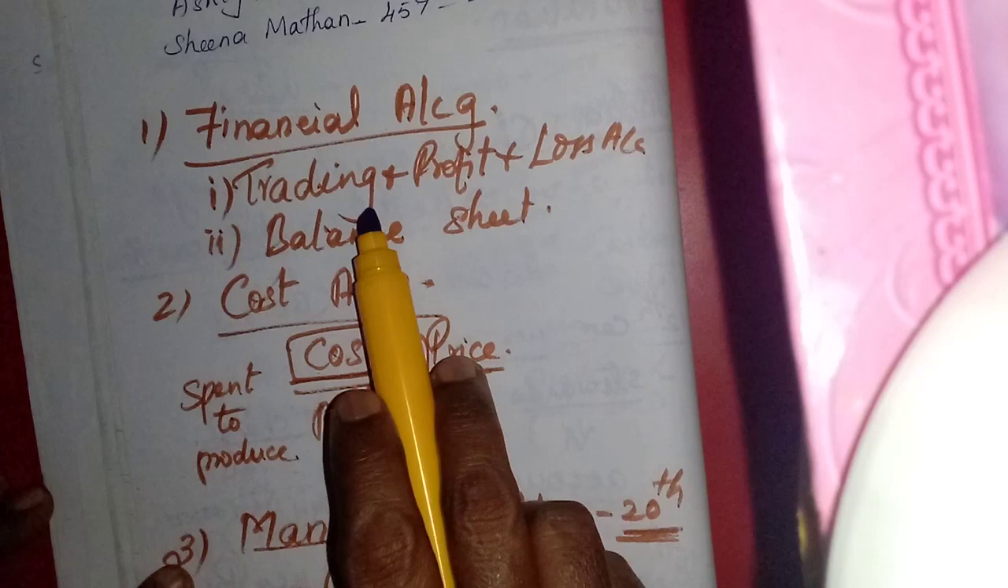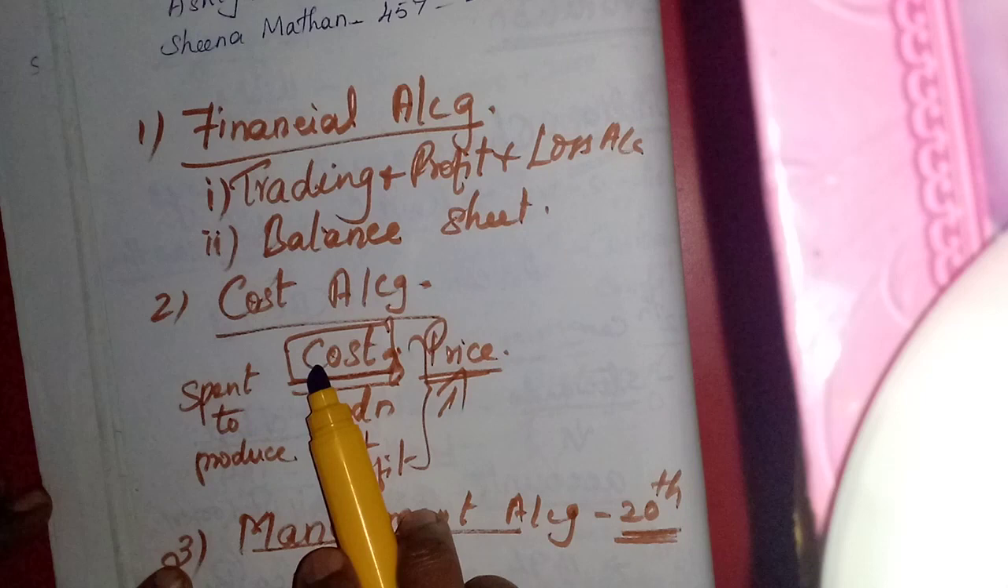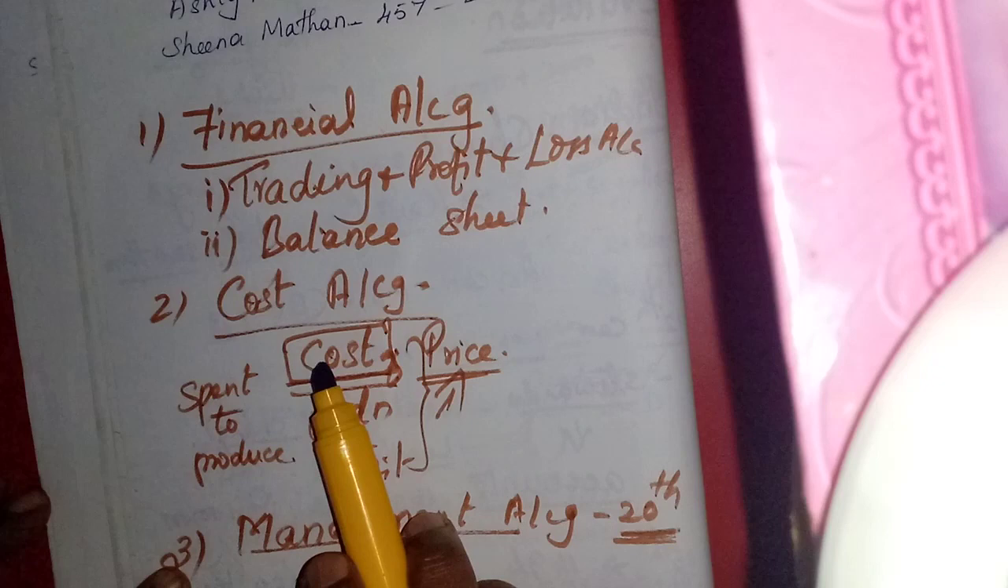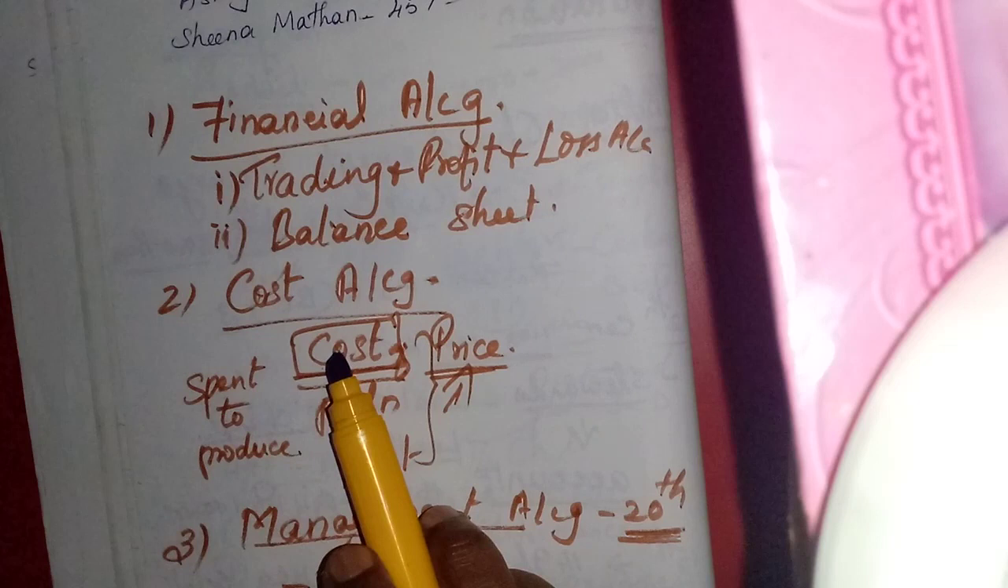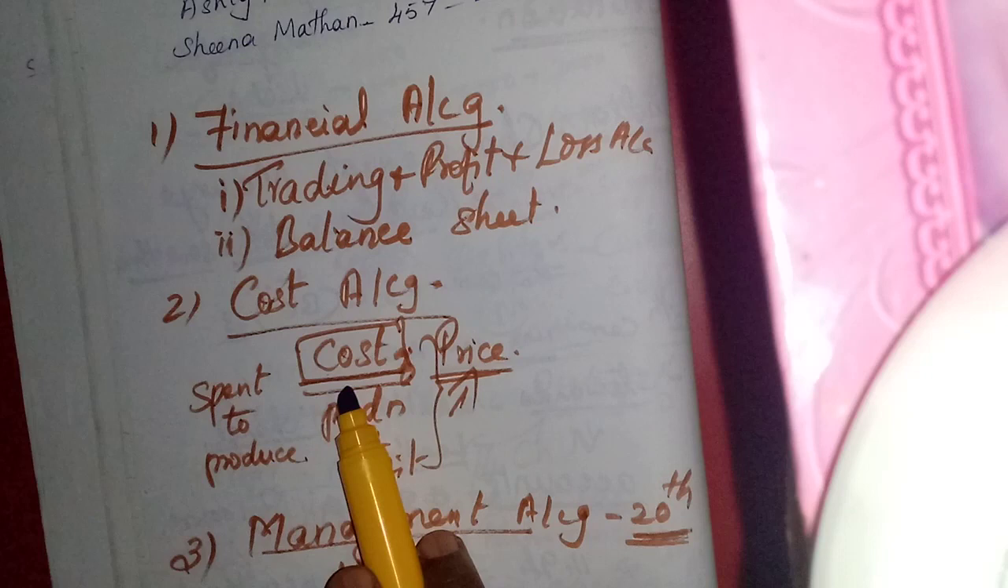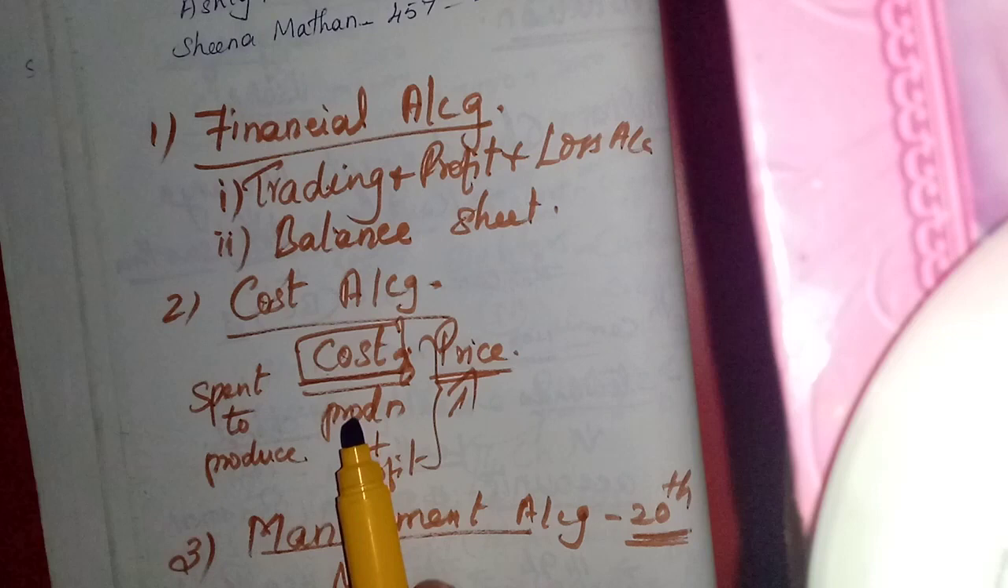Then along with this, to price the product, they have to find out the cost. What is the total cost of the product? Only then can they price the product, isn't it? What is the price? Cost plus profit. Some profit they will add. So in order to fix the price of the product, cost accounting came into existence. That will find out the cost.